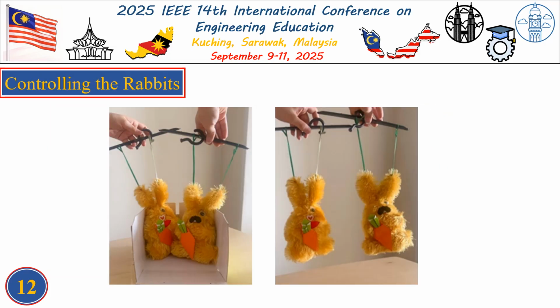Since the Simulink model pertains to the controller subsystem of a wind turbine, the ears are connected with strings to a small hanger, reminiscent of controlling marionette puppets. Then, to reinforce the retention of the educational content, the rabbits are placed inside a box.